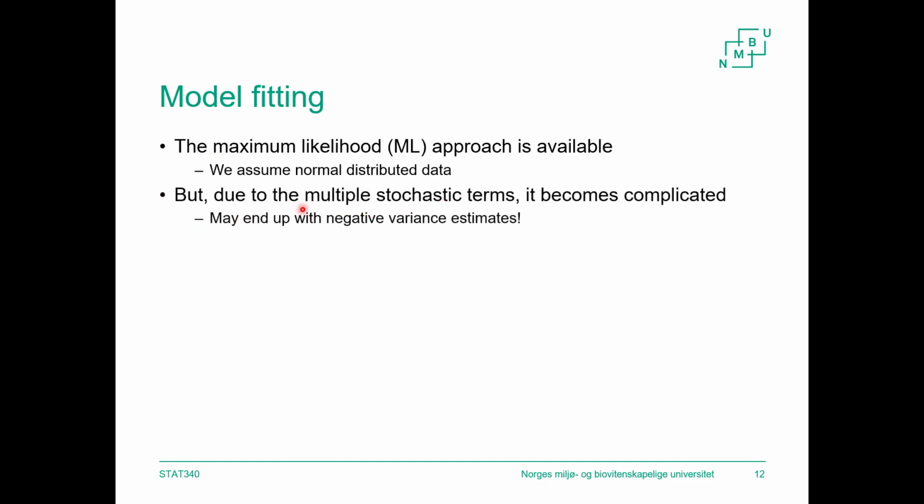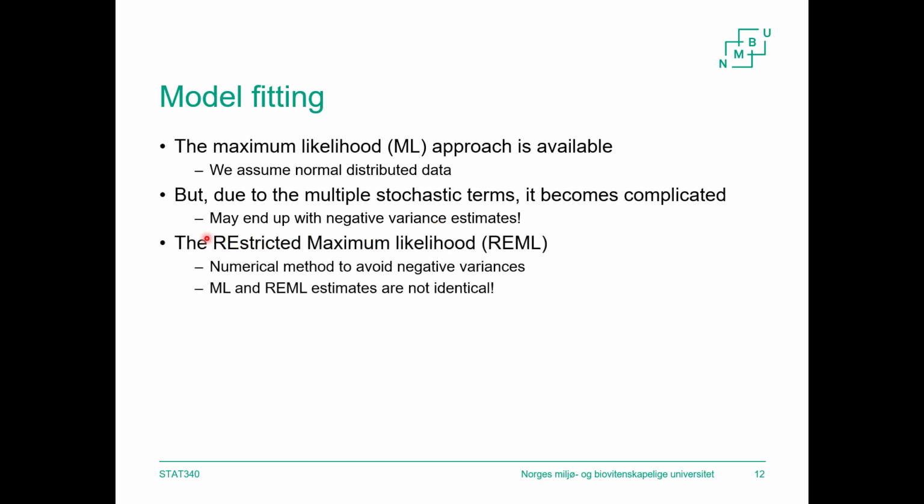However, there are some problematic instances here. Because we have multiple stochastic terms, we can actually end up having negative variance estimates if we use maximum likelihood. That happens sometimes. It sounds strange. How is that possible? Well, it is possible. The estimates that maximize the likelihood function produce negative variances, and that is of course insane, right? A variance cannot, in theory, be negative. But data can be such that this comes out as the best estimate. So in order to avoid this, because it makes no sense, right?